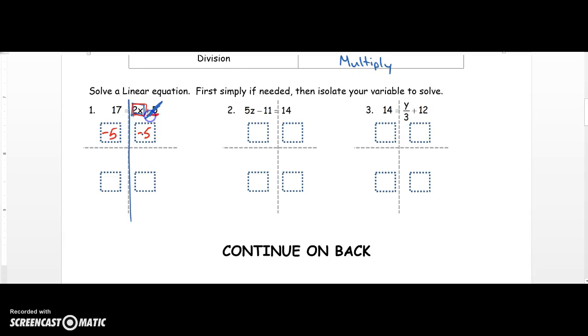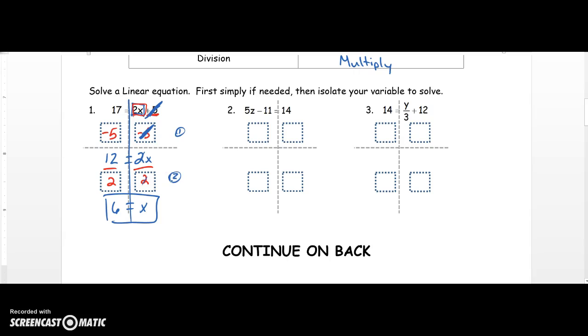So what do we get? We're left with 2x. So we're going to multiply this out. You get 12. Now if you think back, 2x is 2 times x. We divide by 2, and the 2s cancel out, we're left with x equals 6. That is our answer.